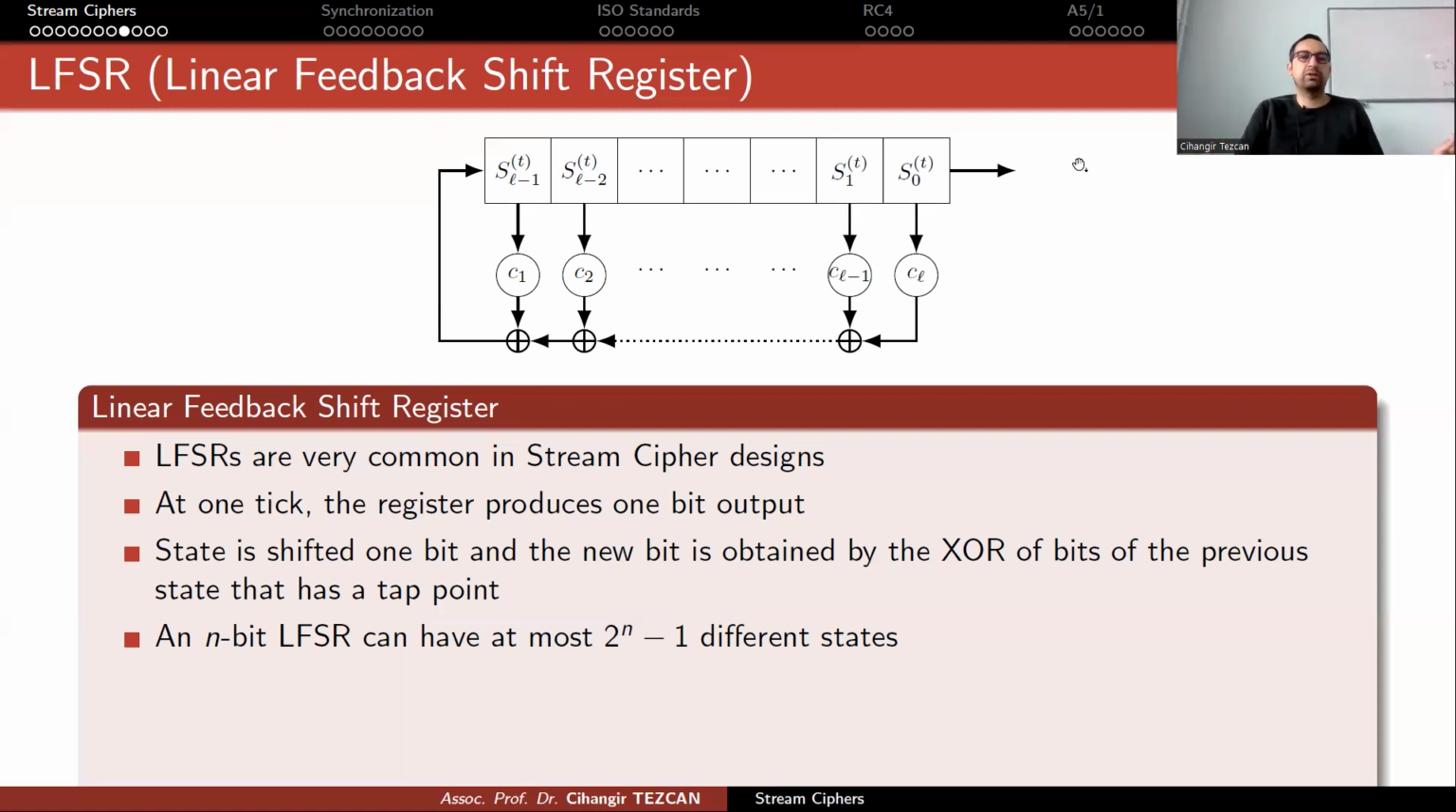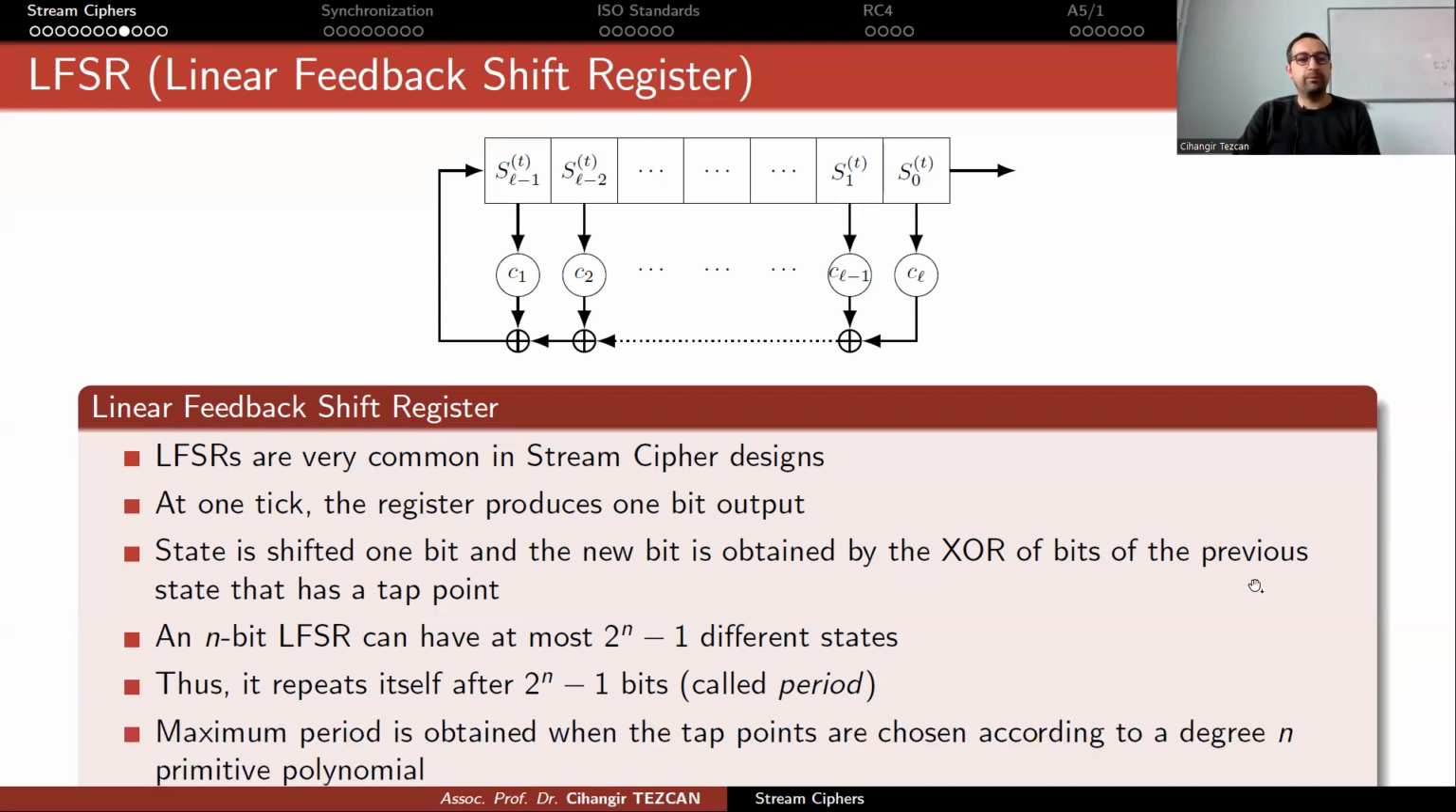But this is exponential. If you have 10 bits here, then your LFSR can produce 1023 bits. But after that, it will repeat itself, which we call the period. Thus it repeats itself after 2 to the n minus 1 bits. Maximum period is obtained when the tap points are chosen according to a degree n primitive polynomial. So we think of this as a polynomial.